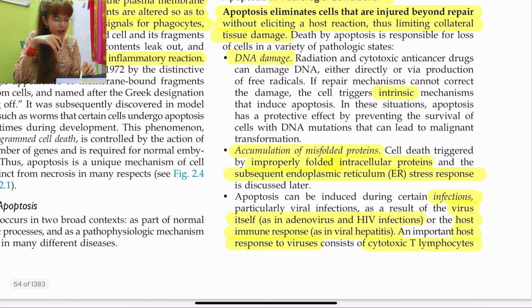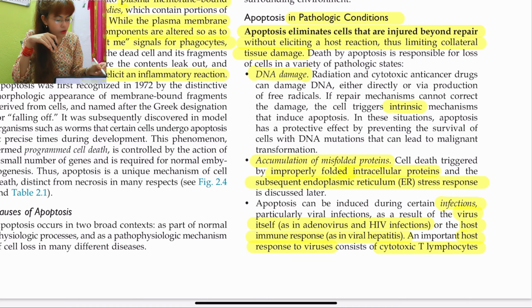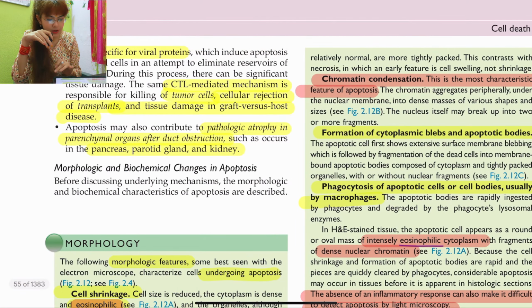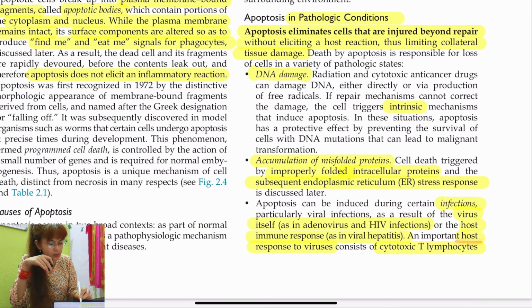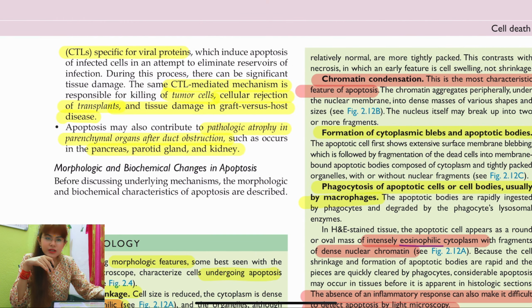Okay. Then apoptosis can also be induced during certain infections like the adenovirus and the HIV, and also in viral hepatitis. And also please keep in mind what are the areas where you will find apoptosis is important. Number one is the host response to viruses, which consist of the cytotoxic T lymphocytes. So T lymphocyte or cytotoxic T lymphocyte mediated mechanisms are important in few areas, and this is a very important concept. In an MCQ, whenever you find this cell mediated immunity or cell mediated mechanism, then these examples should come into your mind and you should mark that option.